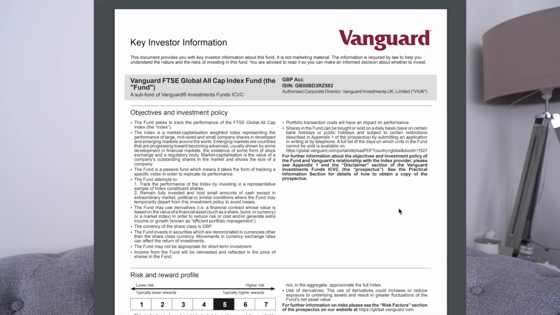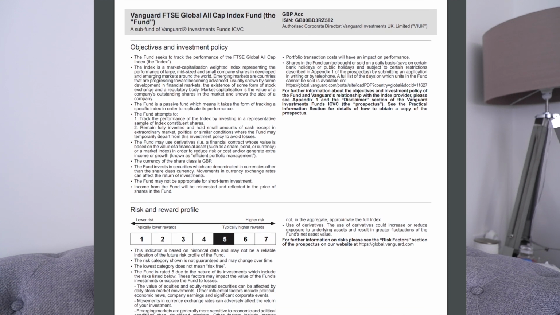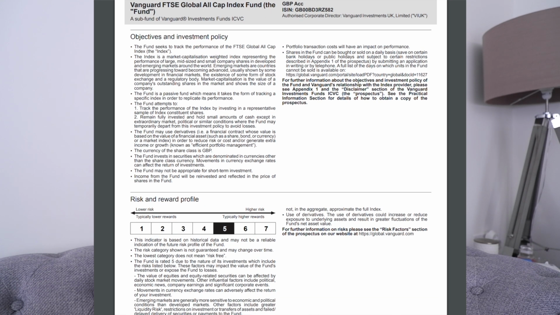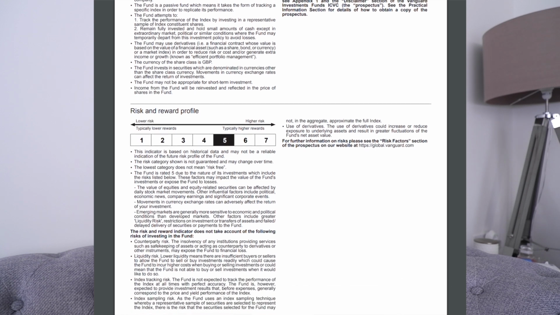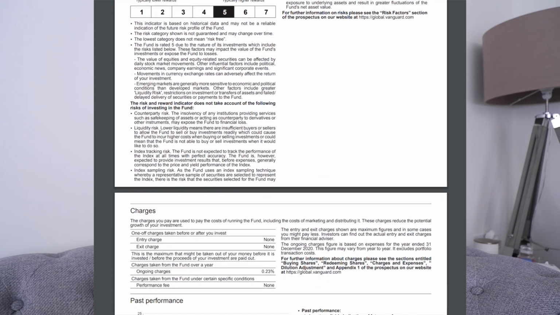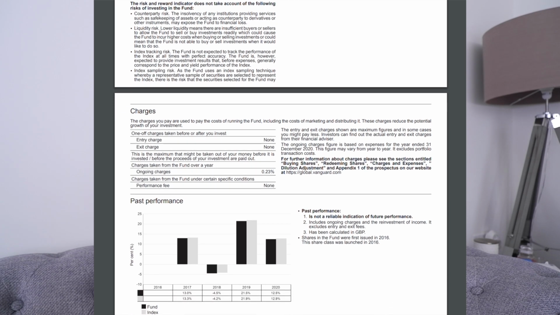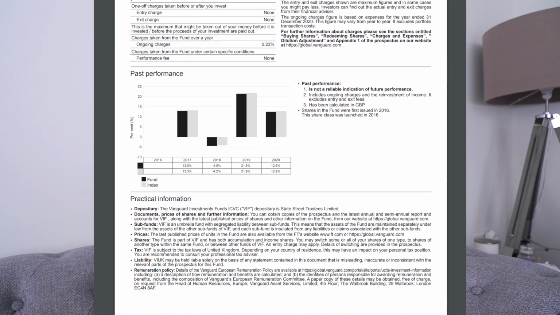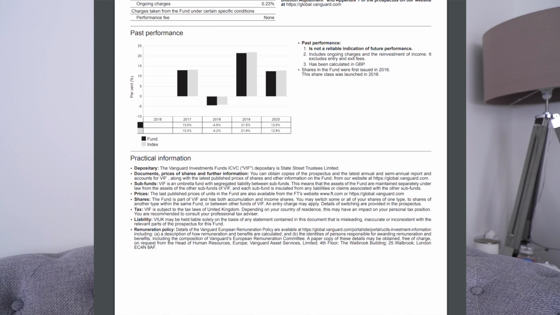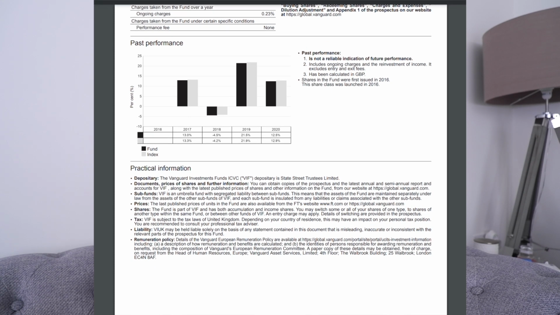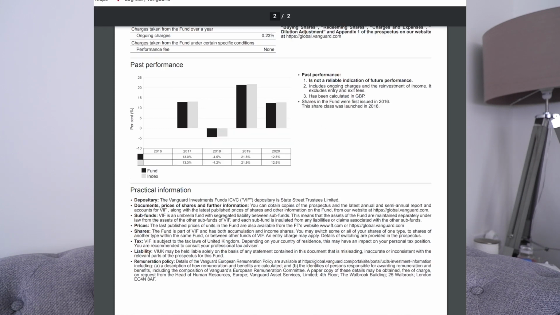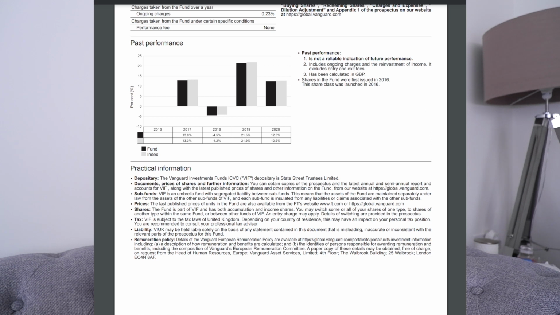Given that I did choose the global all cap index fund, I just thought it'd be worth spending a little bit of time going through the key information about that fund. So just looking at it here, it seeks, as I said, to track the performance of the FTSE Global All Cap Index. It's a risk profile of 5 on Vanguard, which is the same as the other two that I'd mentioned. The ongoing charges is 0.23% over the year. And you can see the past performance there in terms of the fund's performance versus the index, and it's really pretty similar and not so bad over the last couple of years. It's quite new, so there was nothing in 2016.